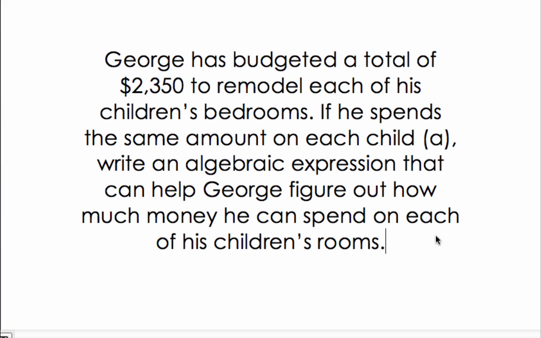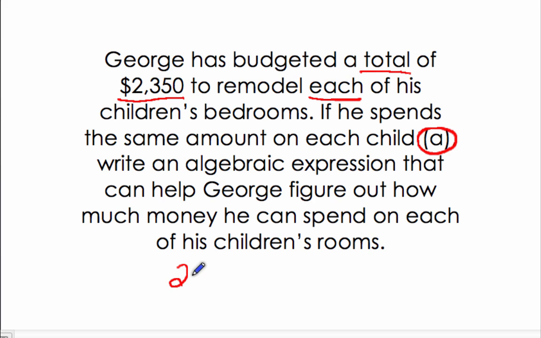Let's go on to our next problem. George has budgeted a total of $2,350 to remodel each of his children's bedrooms. If he spends the same amount on each child, A, write an algebraic expression that can help George figure out how much money he can spend on each of his children's rooms. So let's go ahead and find our clue words first. First, we know that we're starting out with a total, and that total is $2,350. And he's spending the same amount on each child, A. We don't know how many children he has, but we're going to let that be A.